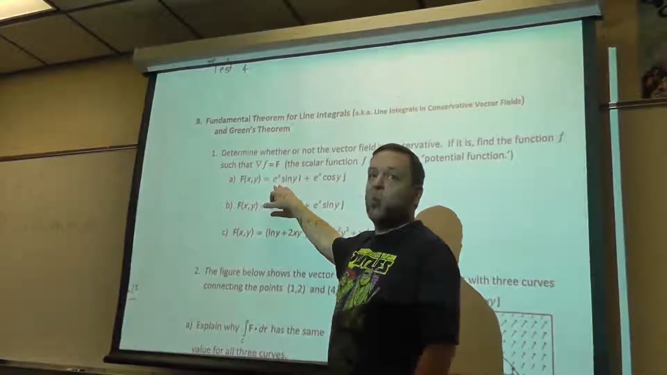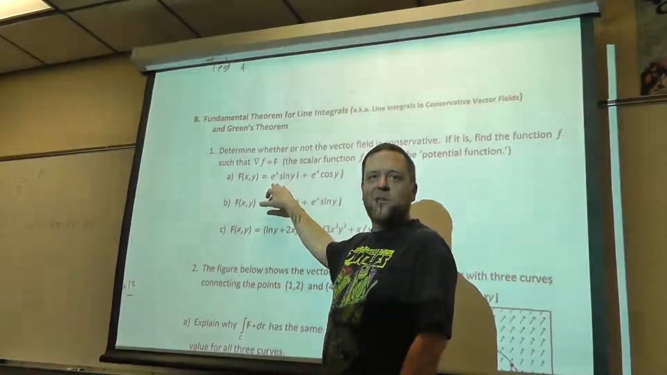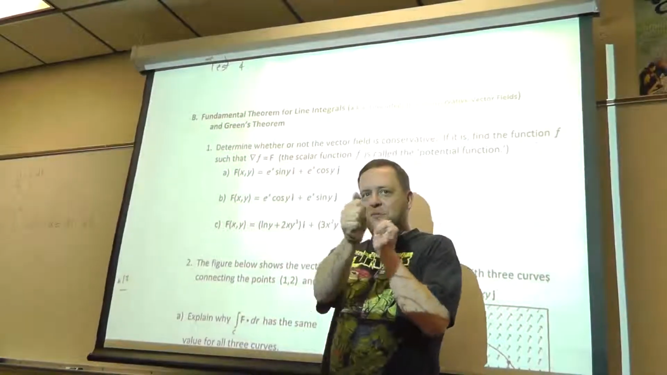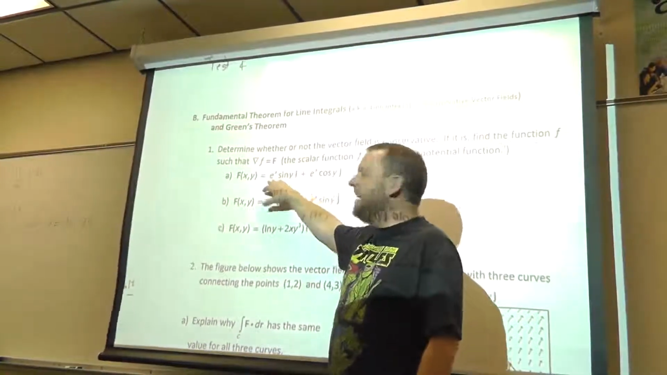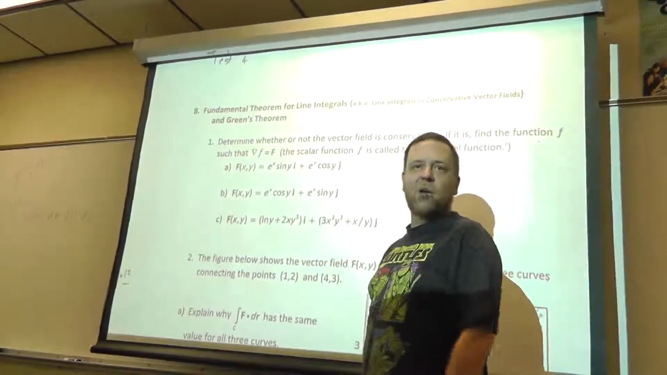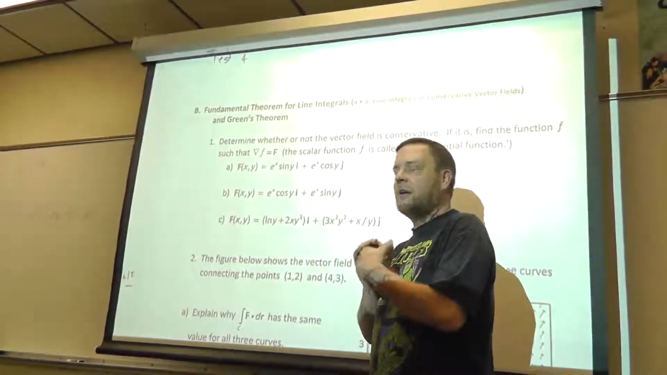P's partial with respect to y gives me e to the x cosine y. Okay, you all right? I thought you were about to shoot me with a rubber band or something. Okay, partial here with y, e to the x cosine y. The partial here with respect to x is e to the x cosine y. So that one is conservative, okay?